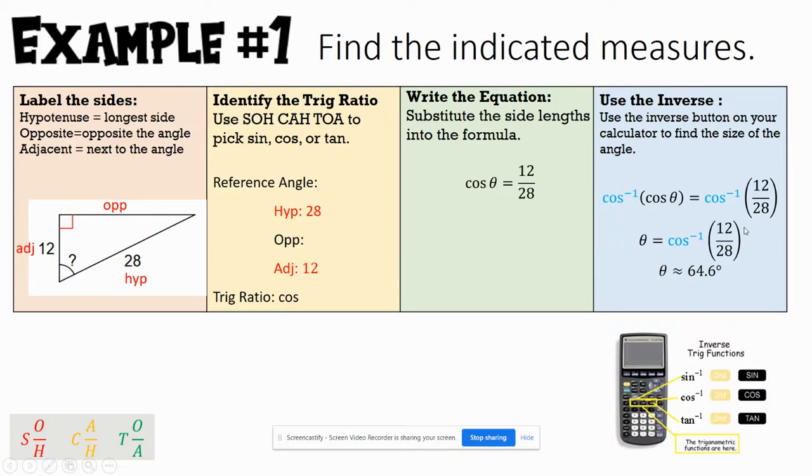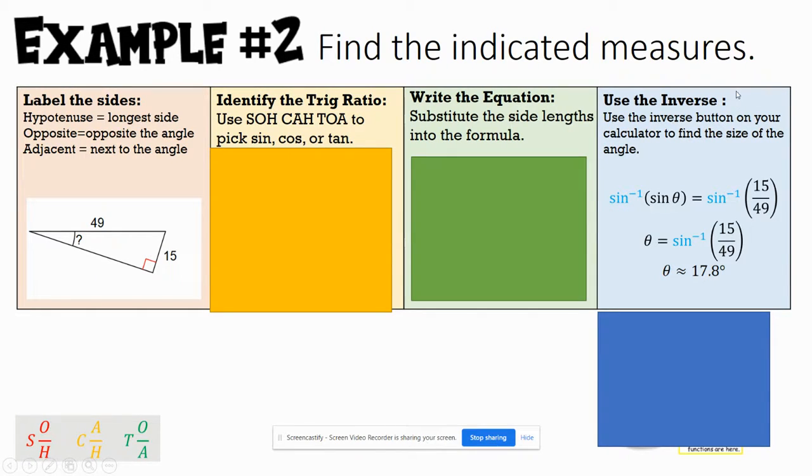And on the right-hand side, you're using your calculator. You're entering in the inverse cosine of 12 divided by 28. And to the nearest tenth, it comes out to be about 64.6 degrees. So make sure you're entering the inverse cosine and not just cosine. You use inverse when your goal is to find the angle. And in this example, we're trying to find the angle.